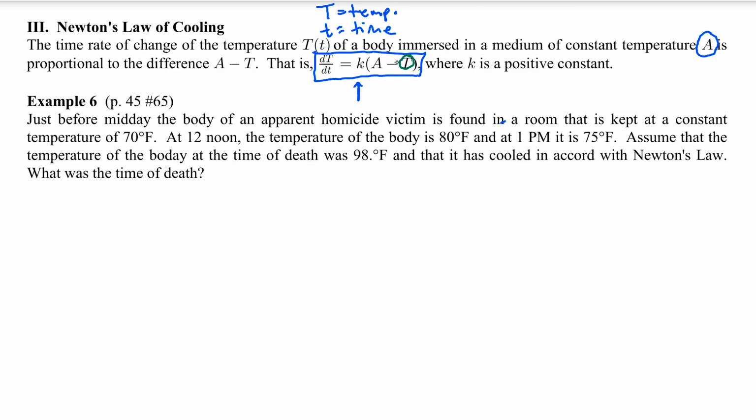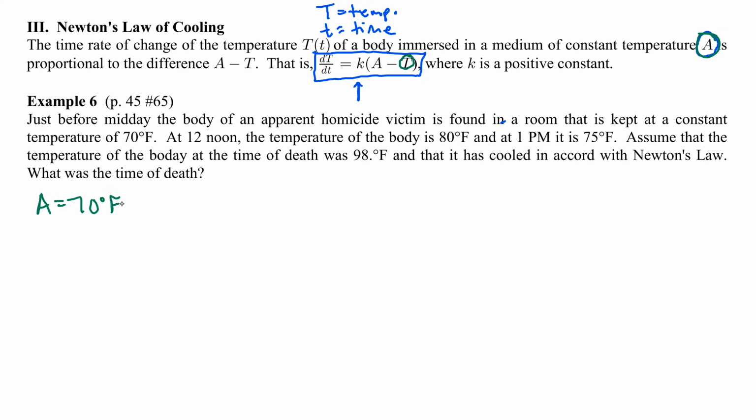Okay, let's look at one example regarding forensic science. Just before midday, the body of an apparent homicide victim is found in a room that is kept at a constant temperature of 70 degrees Fahrenheit. Okay, so the surrounding medium is at a temperature of 70 degrees. I'm going to make a note of that. At 12 noon, the temperature of the body is 80 degrees Fahrenheit, and at 1 p.m. it is 75 degrees Fahrenheit.